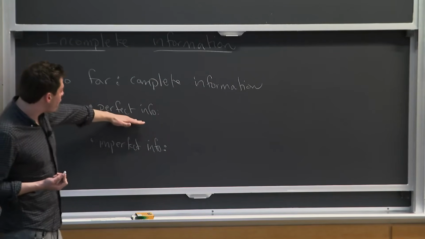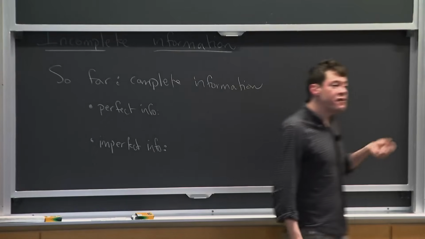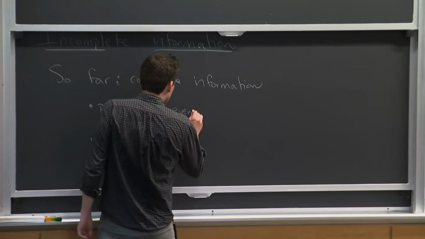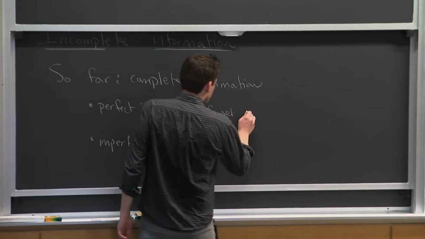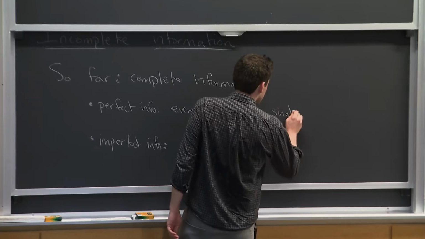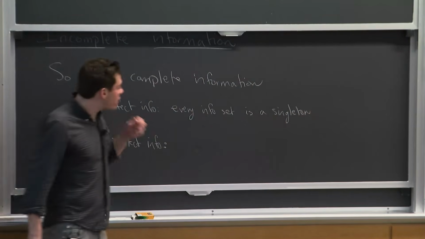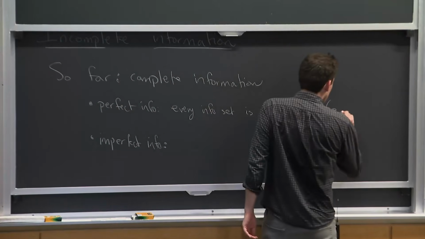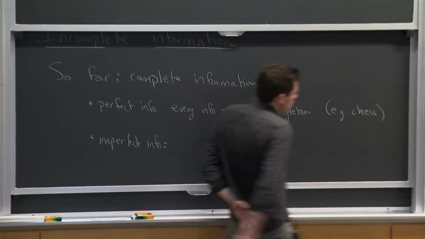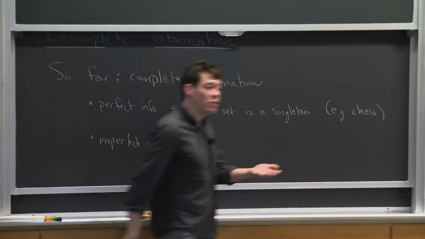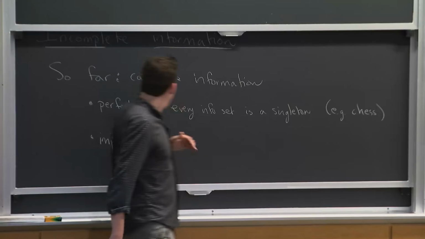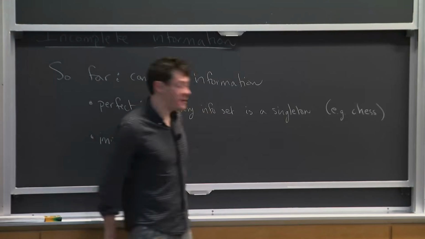So in games of perfect information, what that meant was that every information set was a singleton, right? And I think the canonical game to keep in mind for games of perfect information would be games like chess. So when we play chess, whenever it's our turn to move, we can perfectly see how everyone else has moved so far in chess, right? We see the position of the board, and we remember each move that everyone else played. That's the sense in which every information set is a singleton.